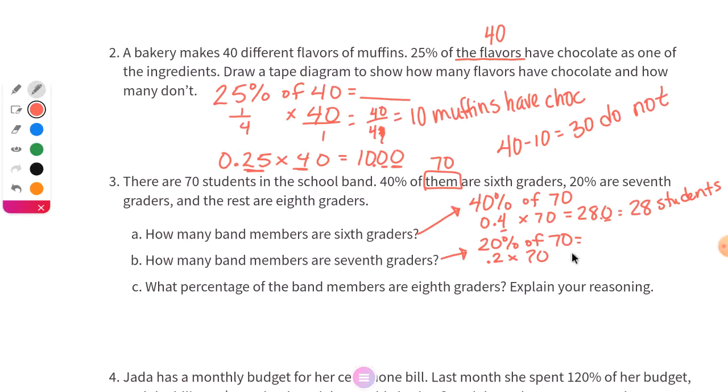0.2 times 7, is that a hard decimal problem? No. What's 2 times 7? 14, add my 0, count my decimal places. Did we still get 14 students? Yes.